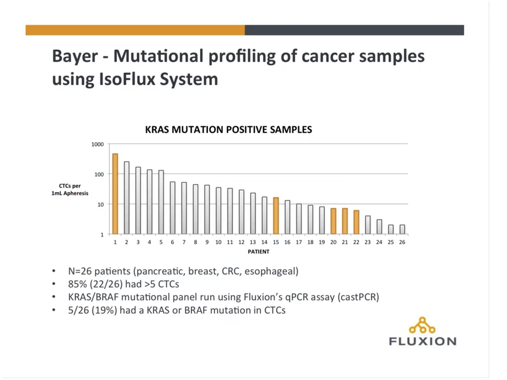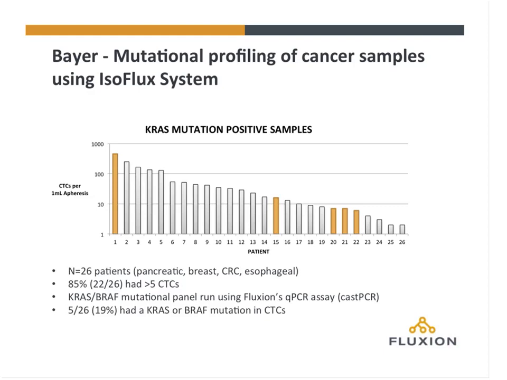So in this data set here, we took 26 cancer patient samples from a number of different pathologies, including pancreatic, breast, and colorectal cancer. And they were processed for both CTC recovery and mutational profiling on the IsoFlux platform. So one of these tubes was enumerated, and this provides the values on the y-axis. So each of those patients has their actual CTC count. And then the other tube was used to process for KRAS mutations.